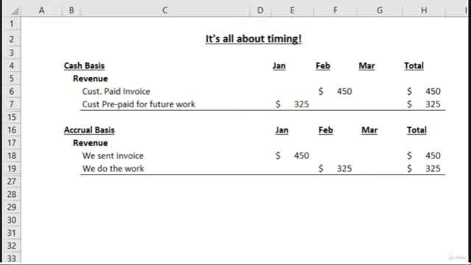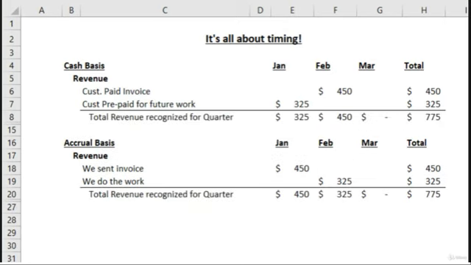So let's look at a separate situation. What if the customer pays us? They prepay us for work they want us to do. So they prepay us to do some gardening. So they prepay us in January, but then we don't get to do the work until February. Well, if we're following the cash basis, we call that revenue at the time we receive the cash. We say the revenue came in January, and if we're using the accrual basis, we say, no, that's not revenue because we haven't done our part yet. It's not revenue until we do the work, and we don't call it revenue till February.